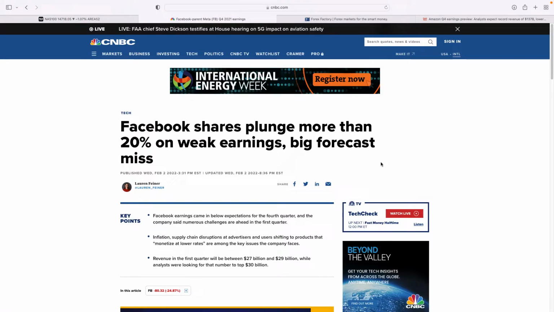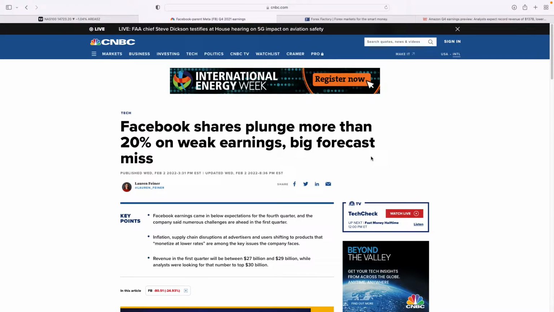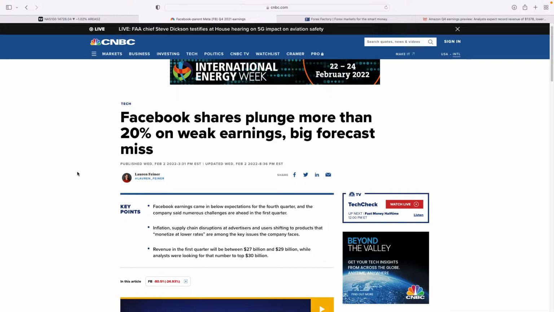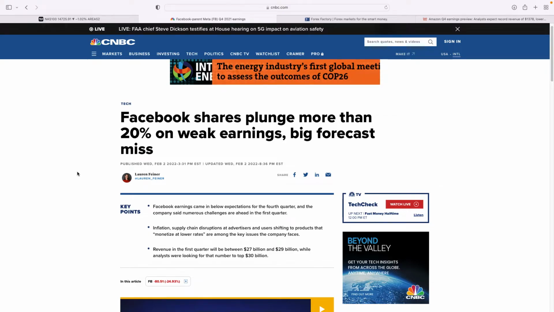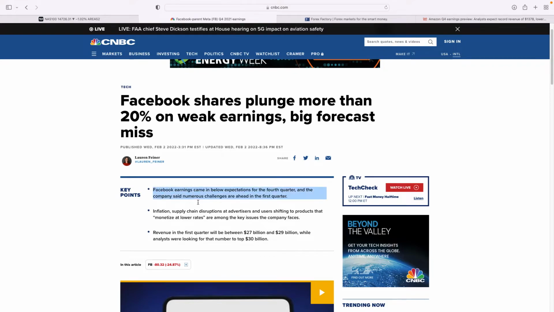earnings that came through, and this report from CNBC tells us that Facebook shares plunged more than 20% on weak earnings. Big forecasts were missed. Now remember, Facebook weighs about 7% of the NASDAQ, so that is quite a substantial negative impact for the stock itself. It says here Facebook earnings came in below expectations for the fourth quarter, and the company said numerous challenges are ahead in the first quarter.